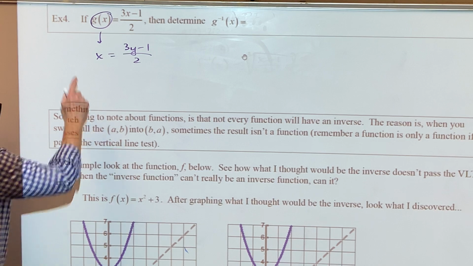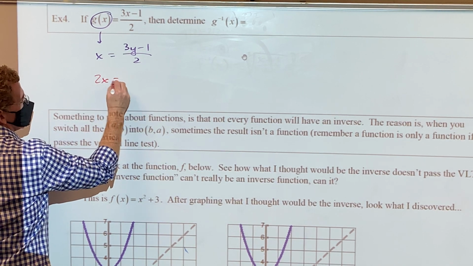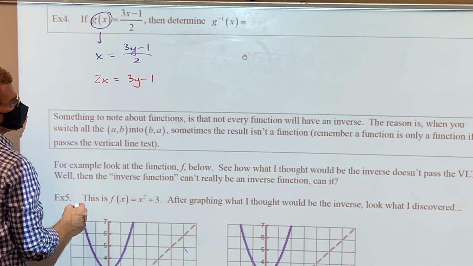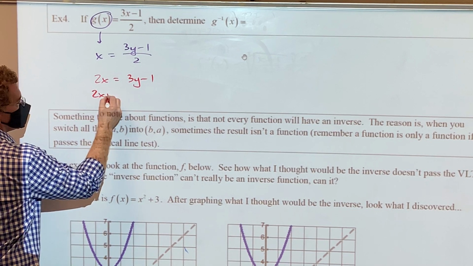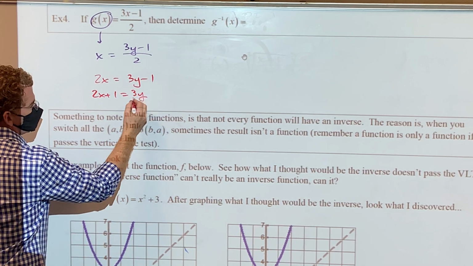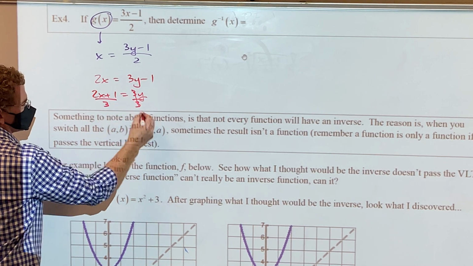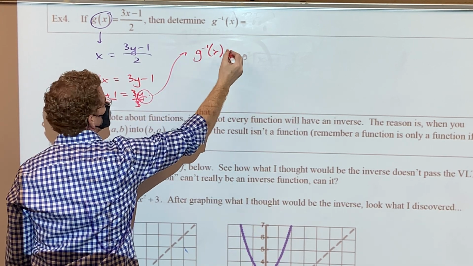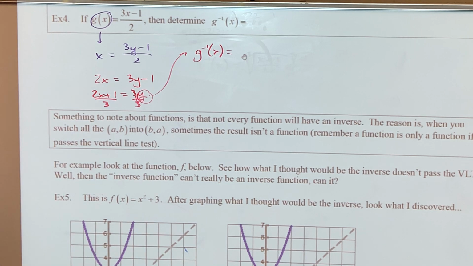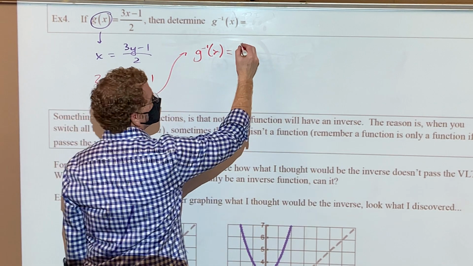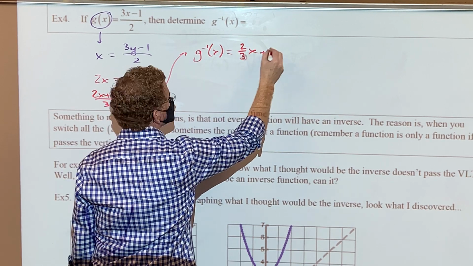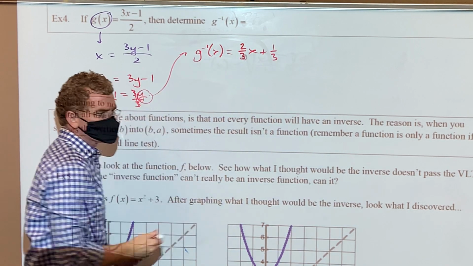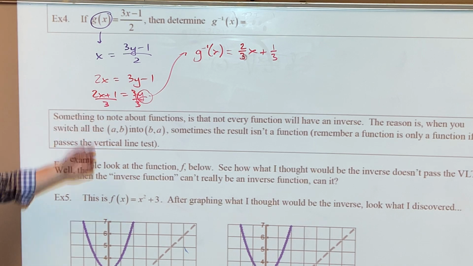Well, multiply by 2. Multiply both sides by 2 to get rid of that denominator. X equals 3y minus 1. Add the 1. 2x plus 1 and then divide by 3. So when I divide by 3, how would you like to leave it? Now the y is your g inverse. So g inverse equals 2x plus 1 over 3, or you could say 2/3 of an x plus a third if you wanted to make it look like a line. But you could write 2x plus 1 over 3 also.